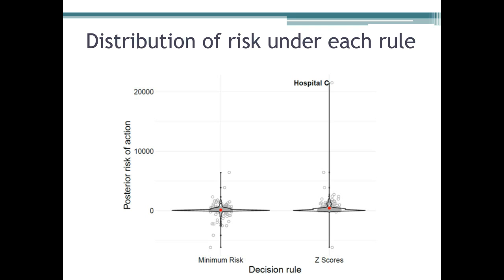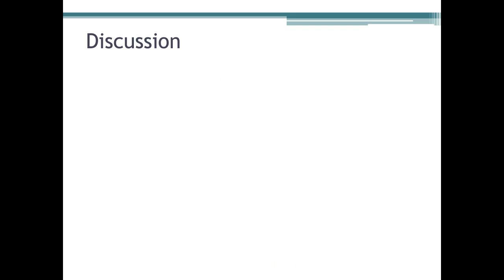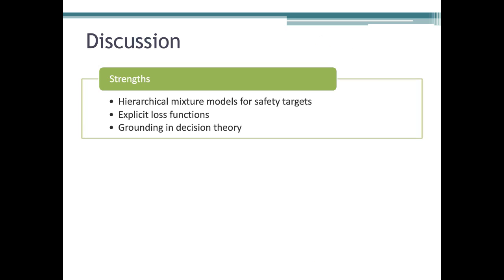So the strengths of this approach are that it incorporates some cool statistical machinery, which I think is very useful. It makes explicit the things that we care about in the form of the loss functions. We have to write down in numbers everything that is important to our decision. And it has this nice grounding in decision theory.